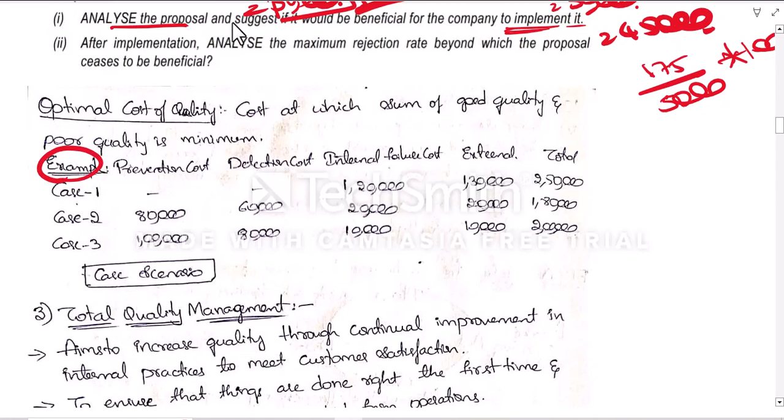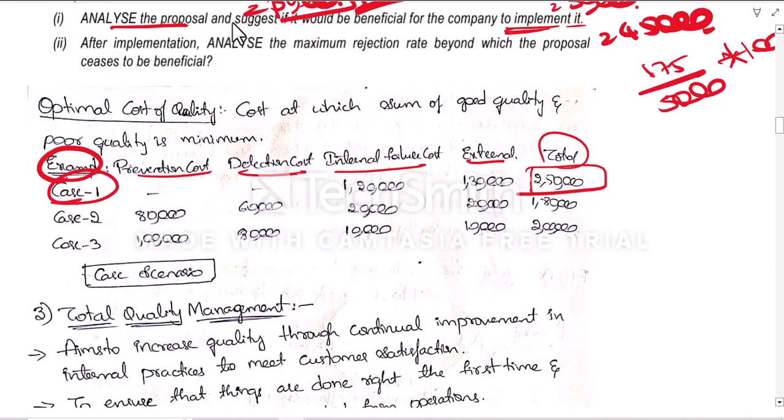Suppose we are in the current case 1. Okay, in case 1, we are not incurring any cost for prevention or detection. We are just incurring internal failure cost and external failure cost. The total cost is 2,50,000. So we thought we need to reduce that. We are getting many sales returns, we are getting so much scrap, so we want to reduce that.